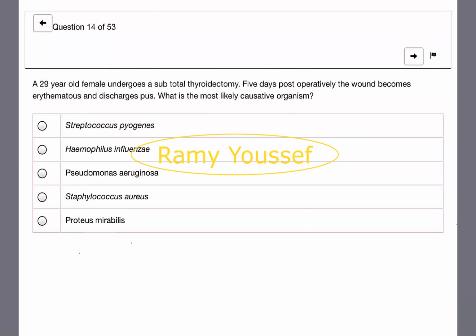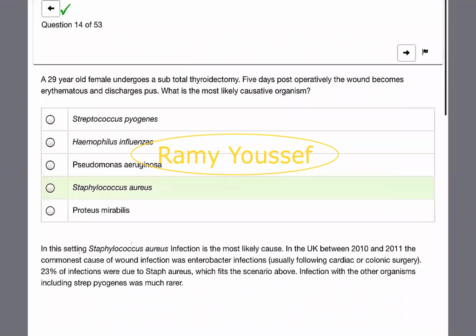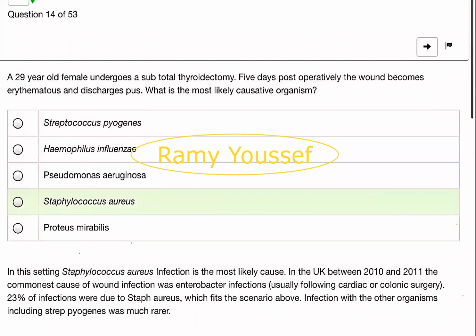A, Streptococcus pyogenes. Haemophilus influenzae, Pseudomonas aeruginosa, Staphylococcus aureus, and Proteus mirabilis. I'll go with Staphylococcus aureus. Exactly. I think we just mentioned. Okay. Any post-operative surgical site infection or abscess mostly will be Staph aureus.